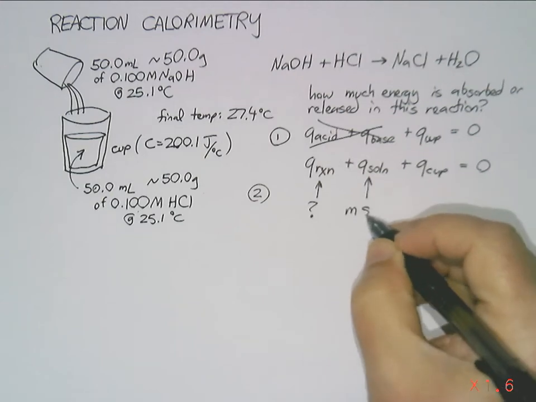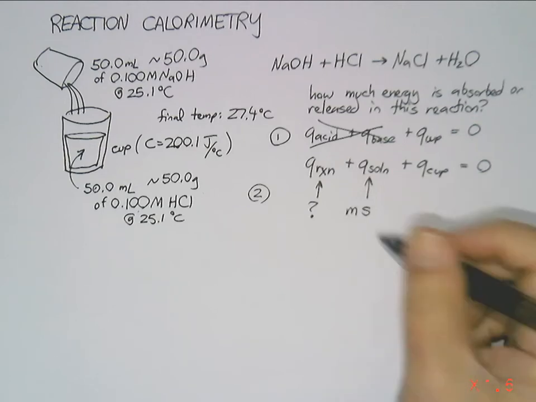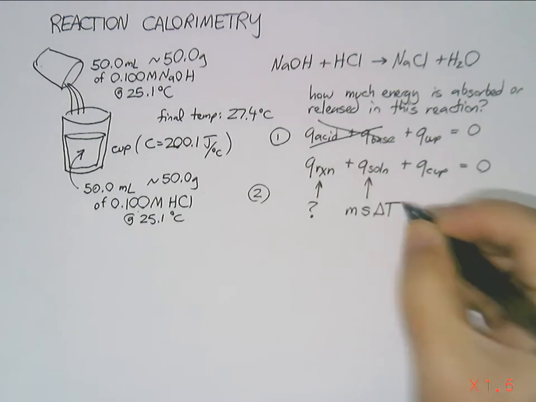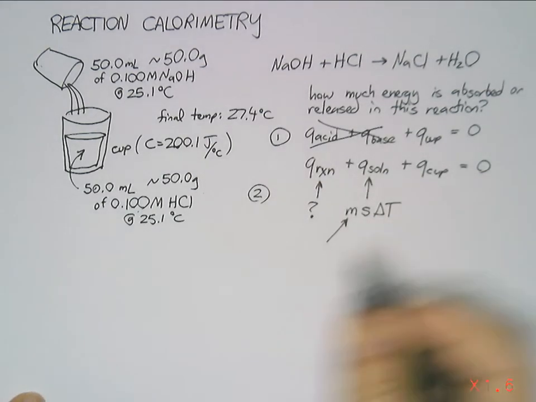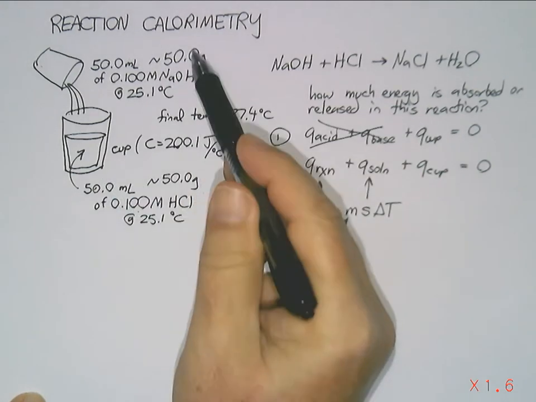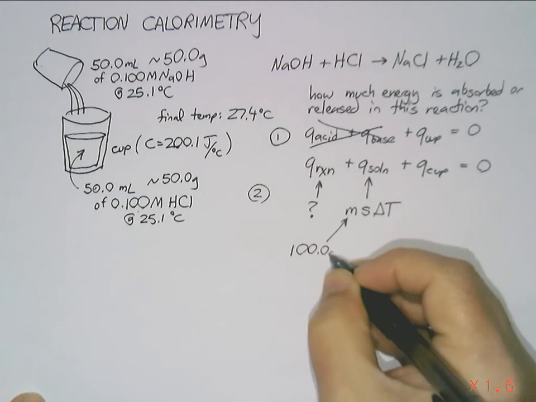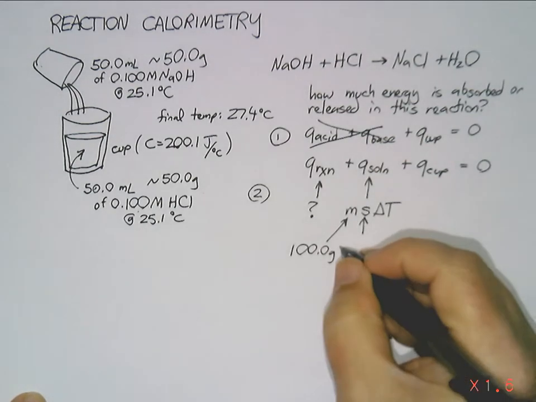And the specific heat of the solution, I didn't give you that either, but I can approximate that as well. I can say these solutions are mostly water, so I can use the specific heat capacity of water in here, times the temperature change. Now let's replace all these pieces. The total mass of the solution when I mix them is going to be 50 plus 50. It's going to be 100. The specific heat is going to be the same as for water.